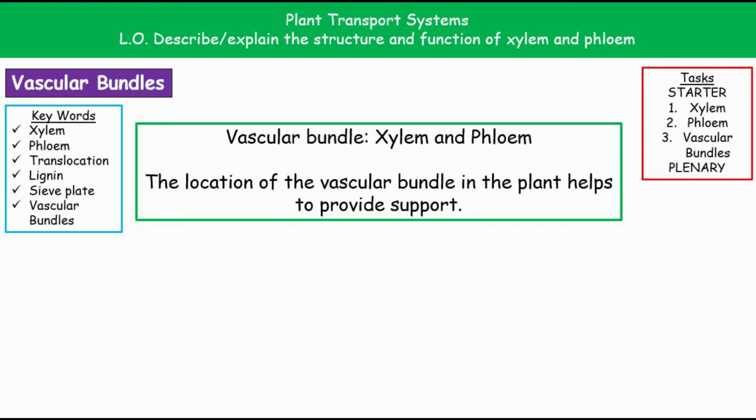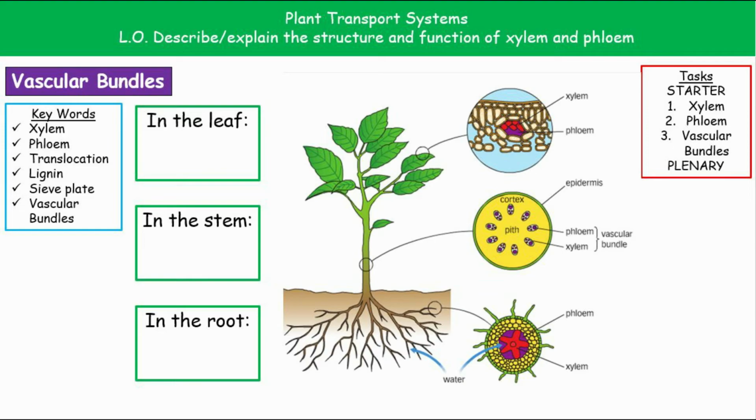What I've got for you here then, on the right hand side, is a diagram. So we've got our plant in the middle, and then you can see there's three zoomed in diagrams on the right hand side of it. So the top one is the leaf, the middle one is your stem, and the bottom is the root.